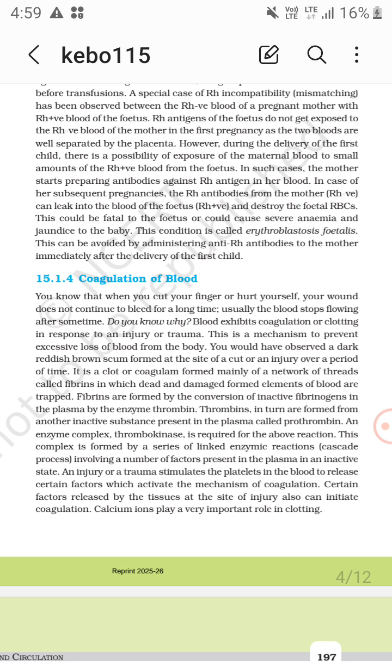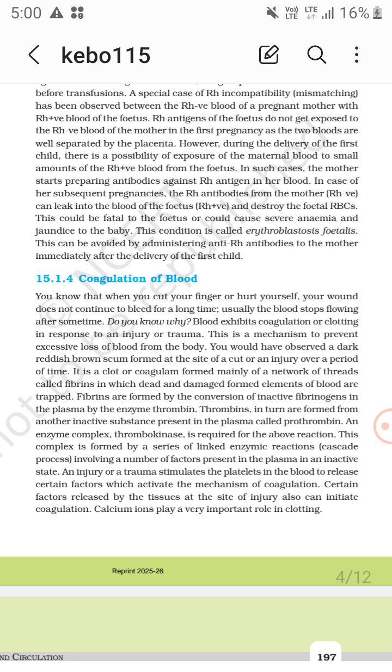It is a clot or coagulum formed mainly of a network of threads called fibrins, in which dead and damaged form elements of blood are trapped. Fibrins are formed by the conversion of inactive fibrinogens in the plasma by the enzyme thrombin, and this thrombin in turn is formed from another inactive substance present in the plasma called prothrombin. So the conversion of prothrombin to thrombin requires an enzyme complex, thrombokinase.